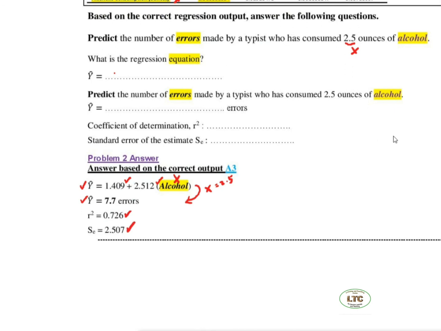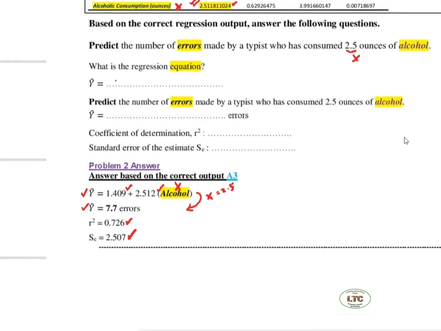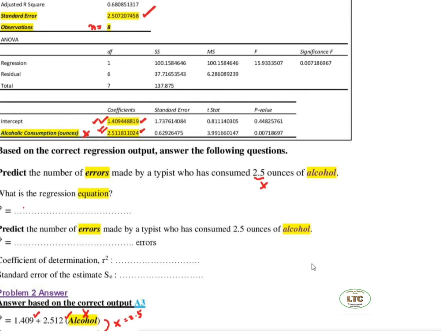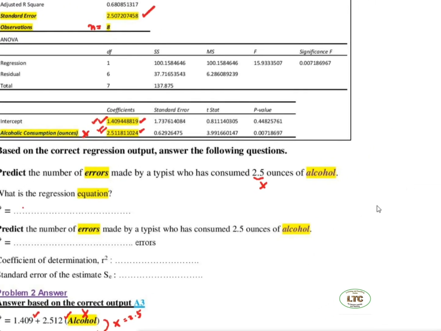So you have to read and note the key points, features of the problem, and select the correct output if you are given several outputs together. After that, you know the location of statistics: A, B, R square, S sub E, R.